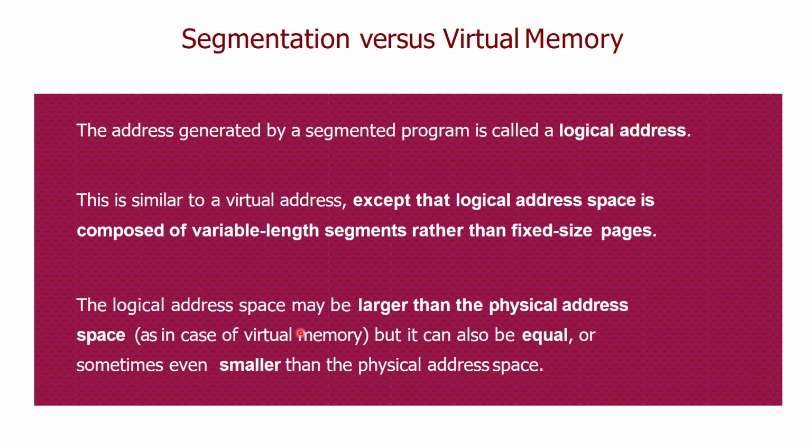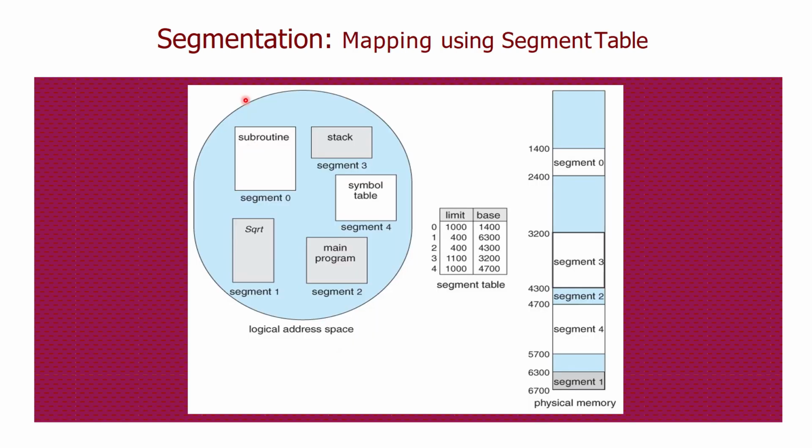So the logical address space may be larger than the physical address space, but it can also be equal or sometimes even smaller than the physical address space. It depends on our use case, so the size can vary. So this is the segmentation mapping using the segment table.